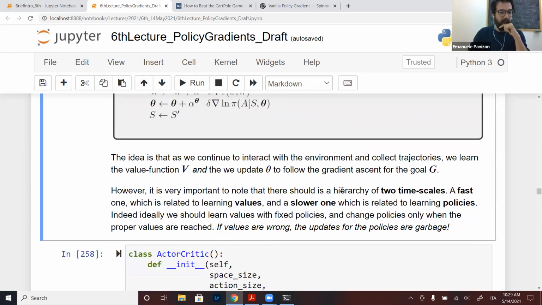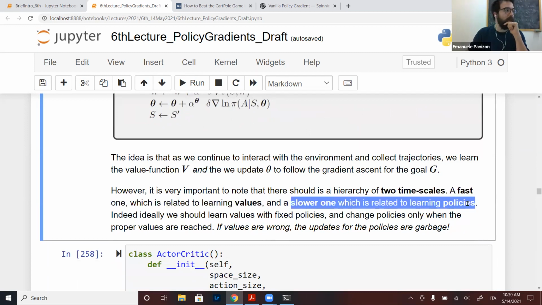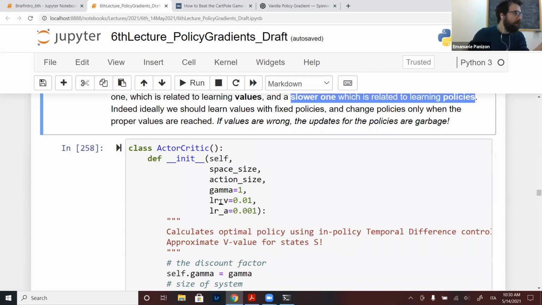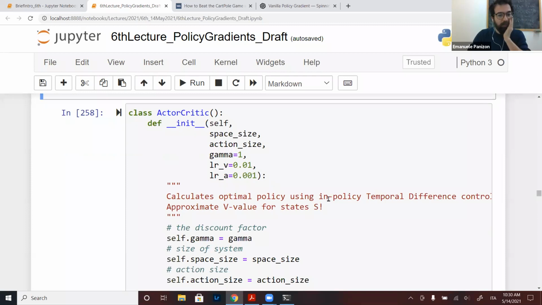Okay, two time scales: a fast one related to the values, and a slower one related to learning policies. Okay. Good, then we go to the code. The code is, as always, a small implementation over the past code, which is rather simple.